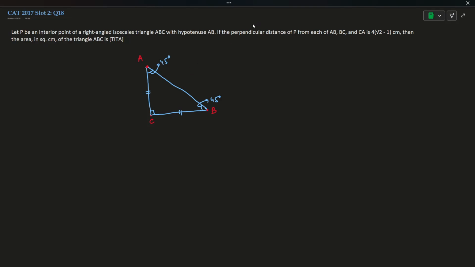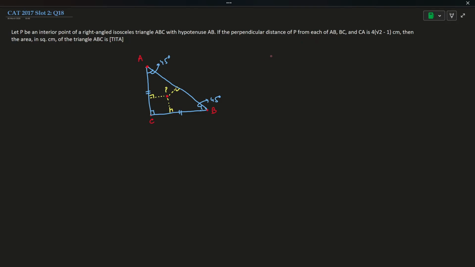P is an interior point, any point. Let's say this is P. If the perpendicular distance of P from each of the sides AB, BC, CA is the same, this is the perpendicular distance, this is also the perpendicular distance, and this is also the perpendicular distance. All these distances as per the question are the same. In the diagram it might not look equal, but as per the question the distance is the same.